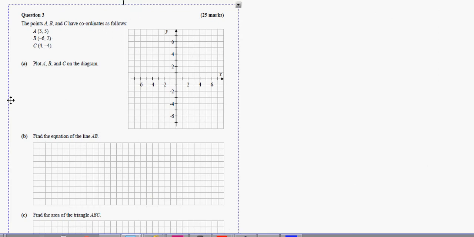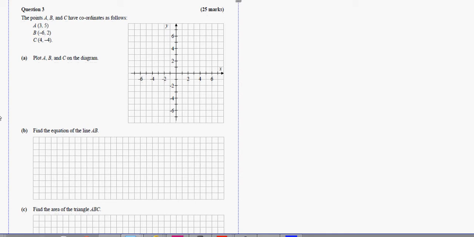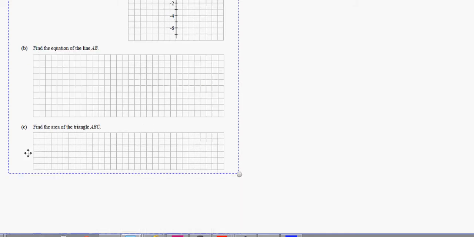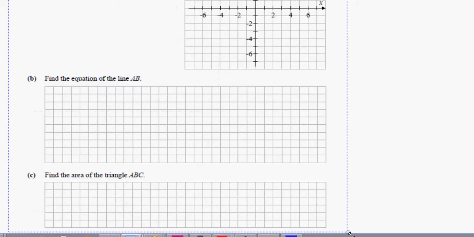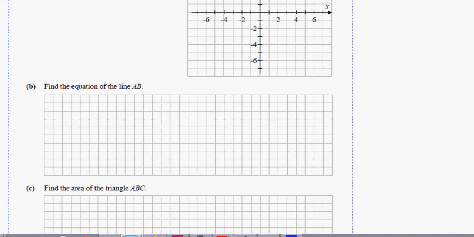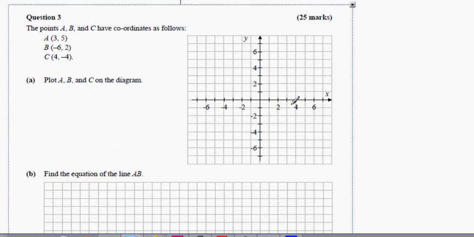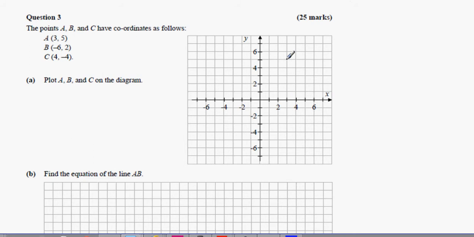Now, the next one. The points A, B, and C have coordinates as follows. So what we're going to do is put these on the coordinate diagram. So what we're going to get is 3, 5. So 3 across, 5 up, here is A, minus 6, 2 is B, and then C is 4, minus 4, which is here. Okay, next thing, find the equation of the line AB. Well, first of all, you need to look up the equation of a line.